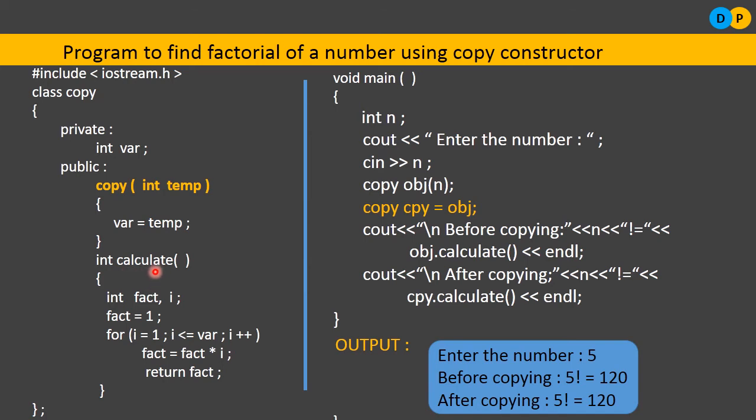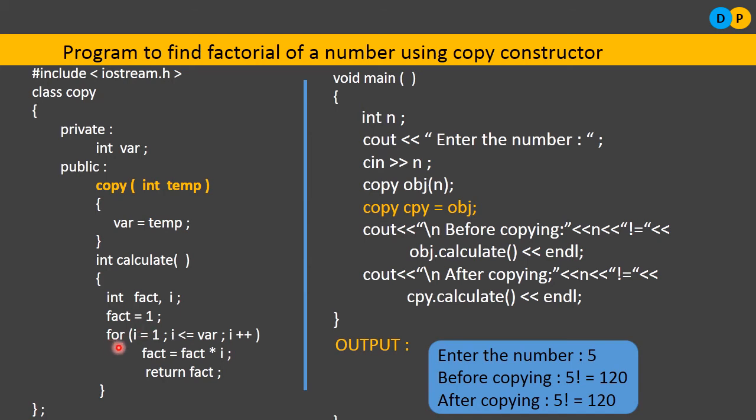Next, calculate is another member function. It returns an integer and does not take any arguments. Within this member function, we will find the factorial of a user given number. To begin with, we consider two local variables, fact and I, both of type integer. Fact is initialized with the value 1. Let us say the user wishes to know the factorial of 3.